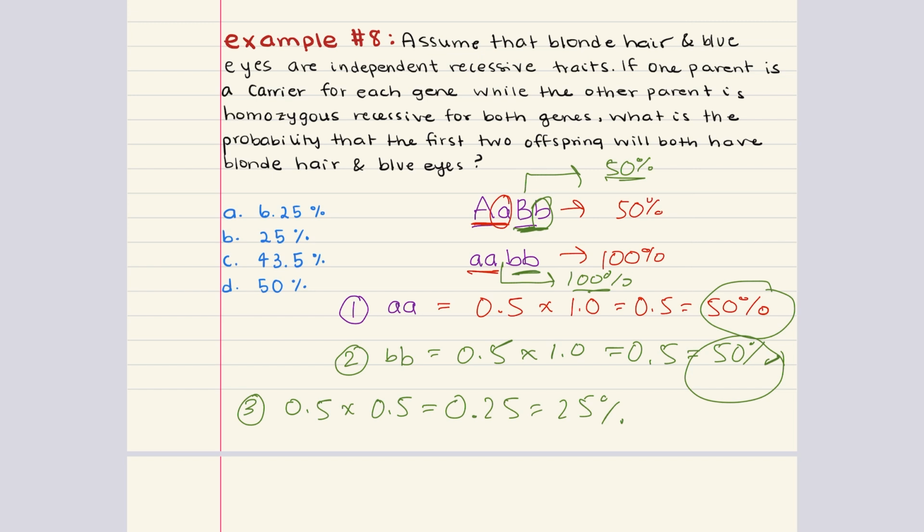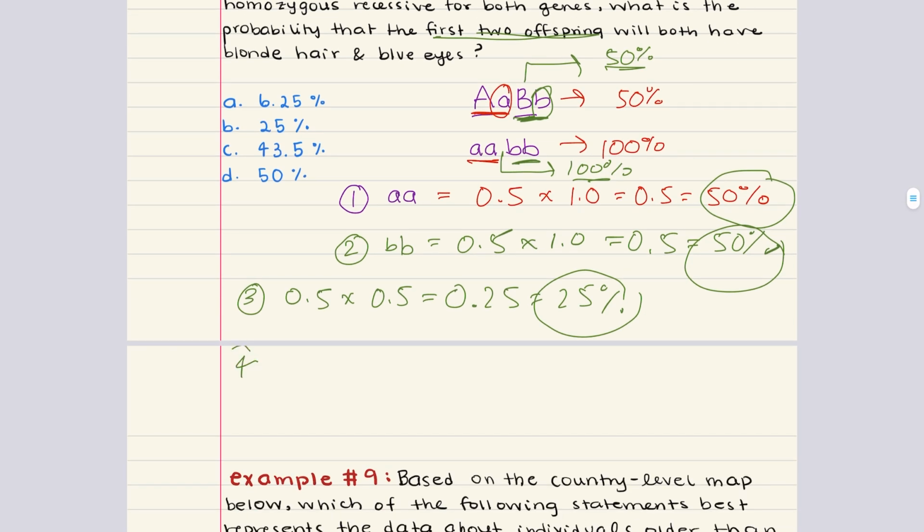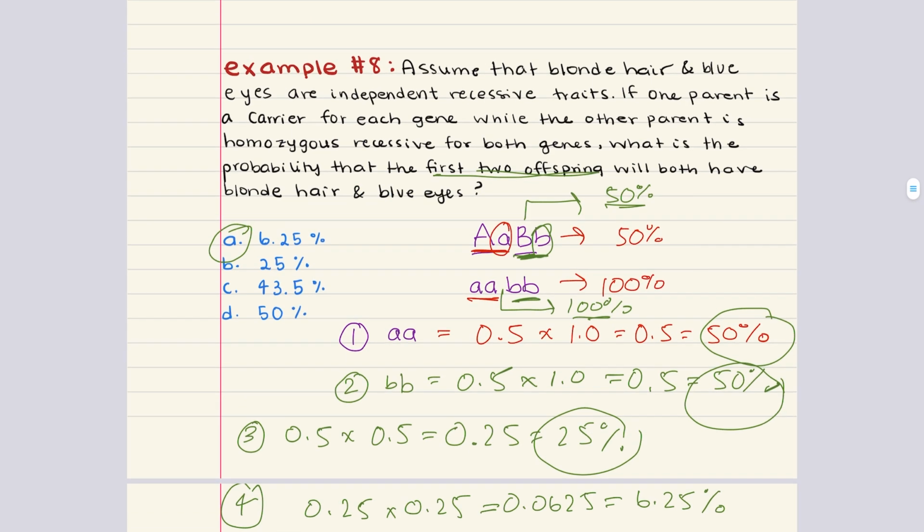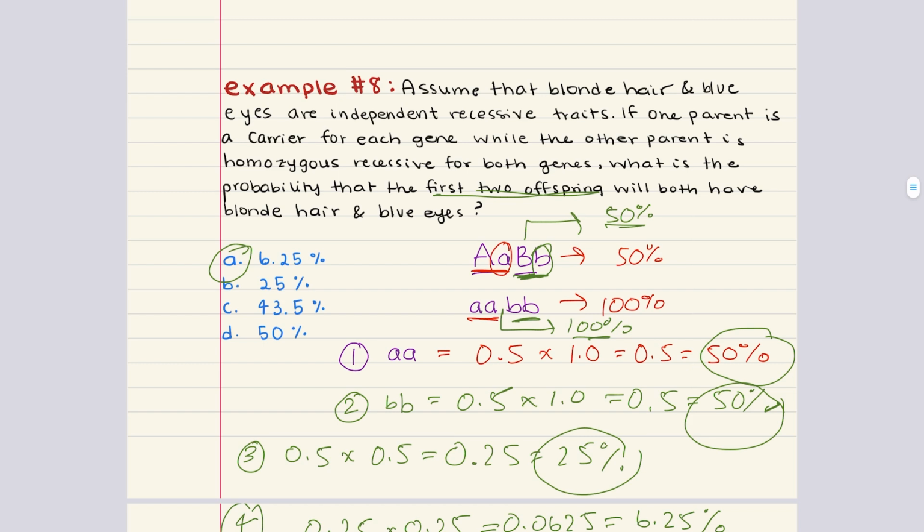Now, the question is asking us, what is the probability that the first two offsprings will both have blonde hair and blue eyes? For this kind of probability, the probability of each child remains independent. So each child has a 25% chance. Then for the both, we just have to multiply 0.25 by 0.25. This gets us 0.0625 or 6.25%. This best aligns with answer choice A. So the correct answer for problem 8 is A.